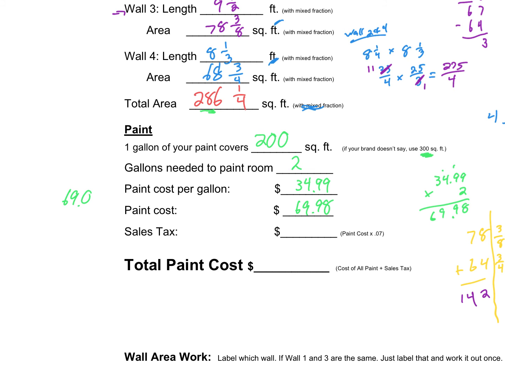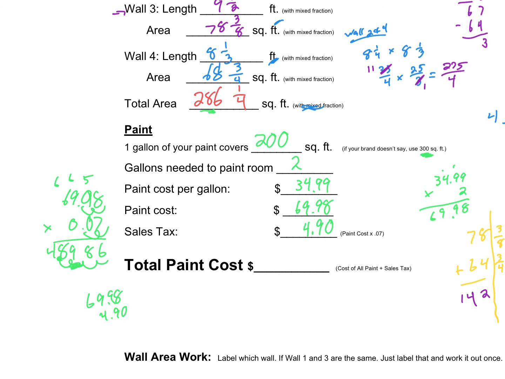Okay, now for my sales tax, I'm taking that times 0.07. And of course you would do this on the back, nice and organized. 69.98 times 0.07. Move the decimal 4 times. Then rounding to the nearest penny. So $4.90. Okay, we want to make sure that makes sense. We know it's less than $7. If we had $100 in paint, it'd be $7. Yeah, that looks good.